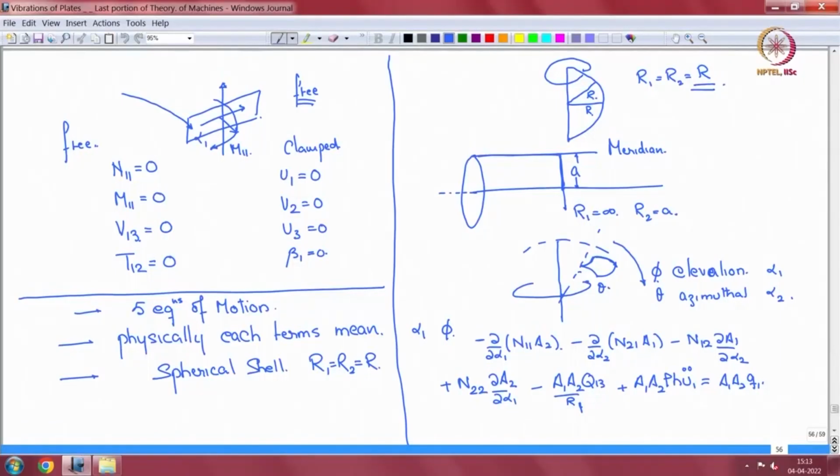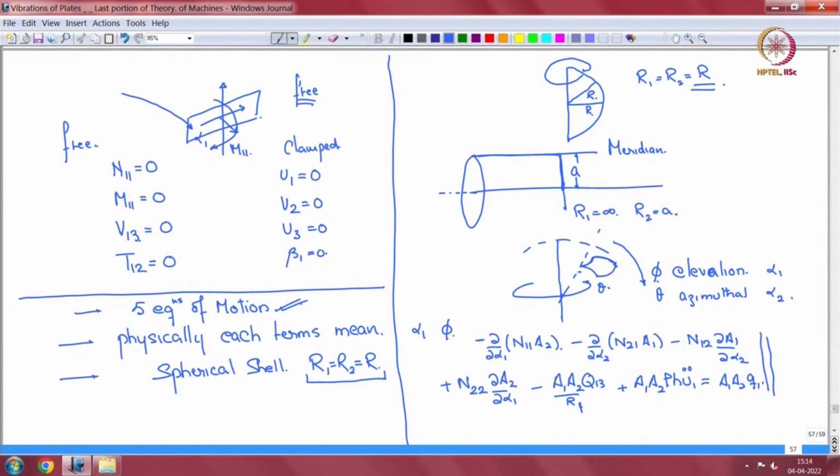Good morning and welcome to this next lecture on vibrations of plates and shells. We were looking at the 5 equations of motion term by term in the context of a spherical shell and trying to see the physical meaning of each of these terms. So we started over here. This is the alpha 1 equation as given in the book with the negative sign.